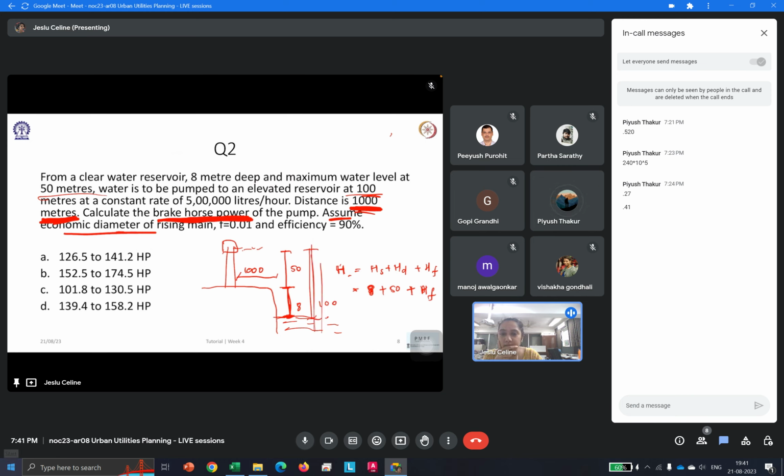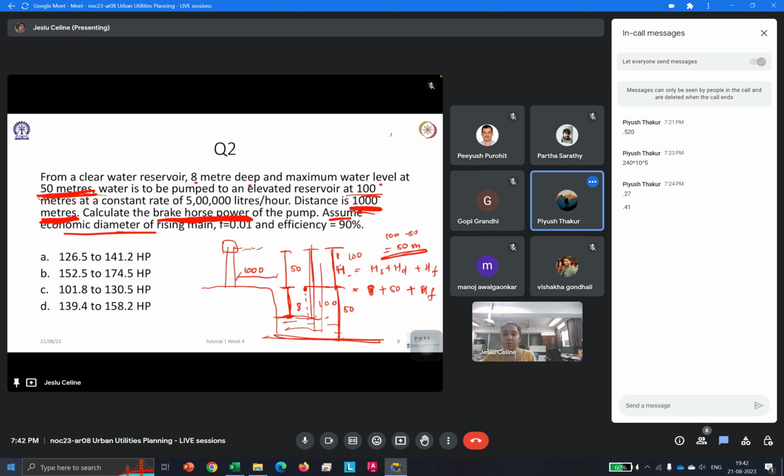Okay, so let's just go to the question once again. From a clear water reservoir 8 meter deep and maximum water level at 50 meters, which means that if this water level rises till here, then this would be 50 meters. The maximum water level would be 50 meters. And from this point, you have to raise it, like the overall is 100 meters. So the point to which you need to raise is 100 minus 50, which is 50 meters. Thank you.